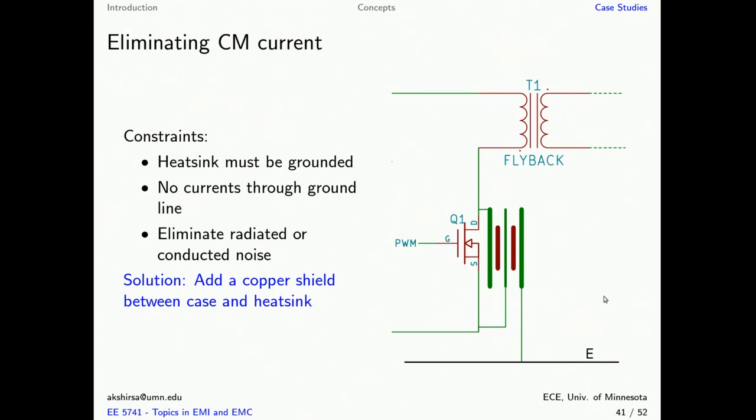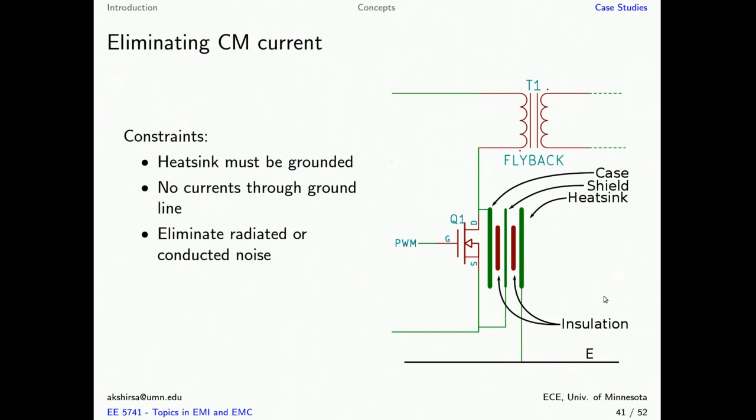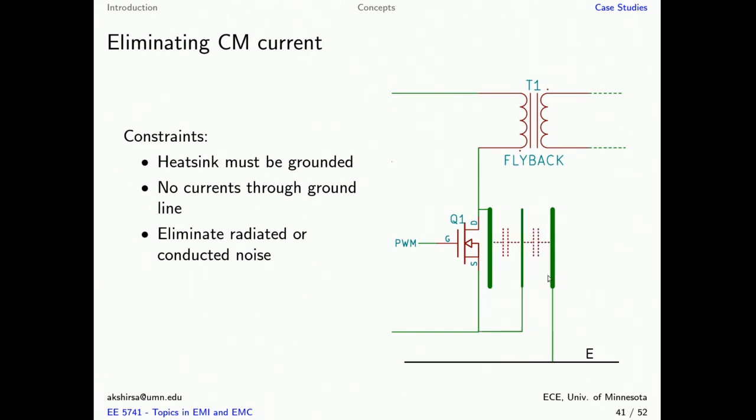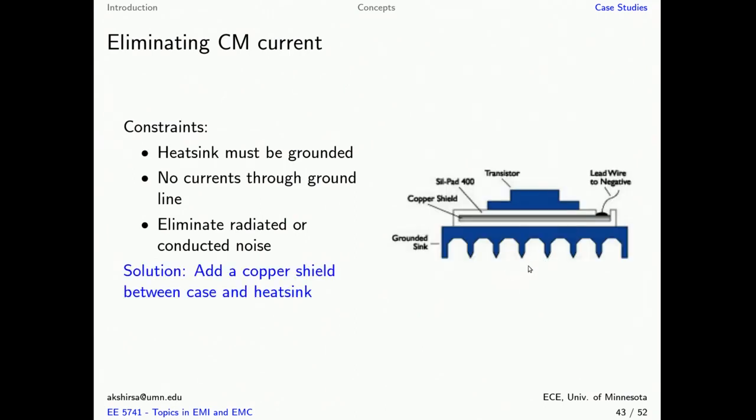Now let's look at the equivalent circuit model for this. We have now formed two parasitic capacitances. The noise source, which was the VDS switching voltage, is now shorted out by this shield strap or the shield foil, and we have eliminated the problem of switching noise. This is an example of how this might be implemented.